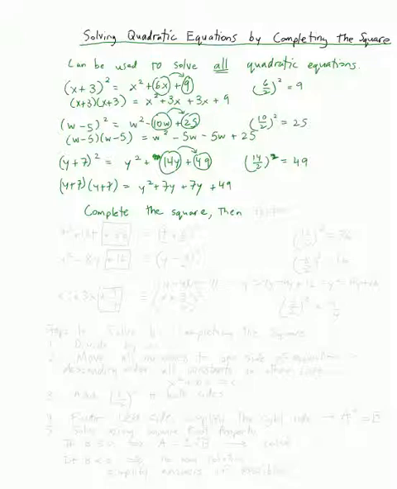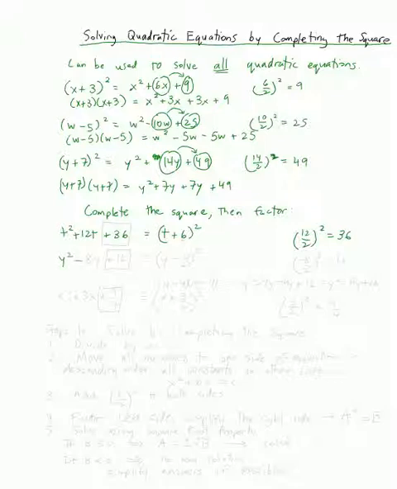So the instructions are to complete the square, then factor. So we have t squared plus 12t. So how do we complete the square? Well, take half of 12 is 6, and you square it, you get 36. And so to complete the square, I write plus 36. This gives us t plus 6 squared, t plus 6 times t plus 6.